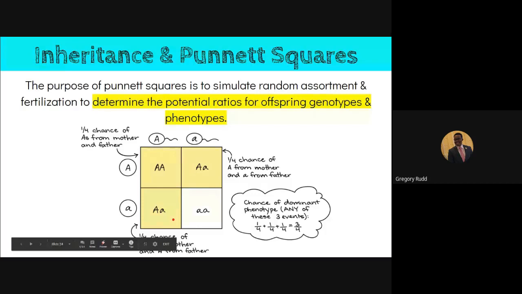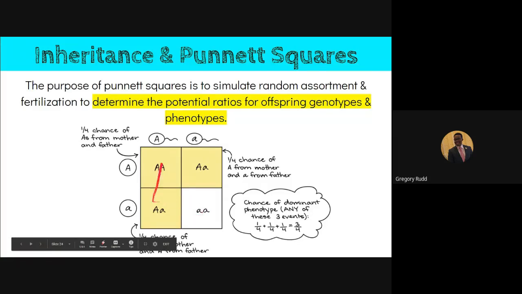So in this case, my chances of having a dominant phenotype are 3 out of 4. I've got a 75% chance of having a dominant phenotype. I've got one dominant phenotype here, another here, and another here. So 3 out of my 4 spaces are the dominant phenotype. I've got a 3 out of 4 chance. But I still have this 1 out of 4 chance that the child develops a recessive trait.